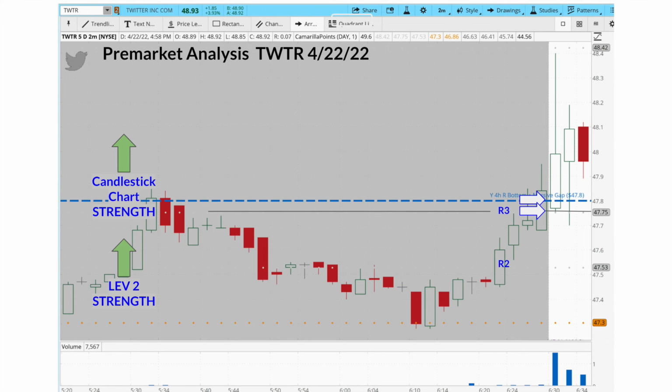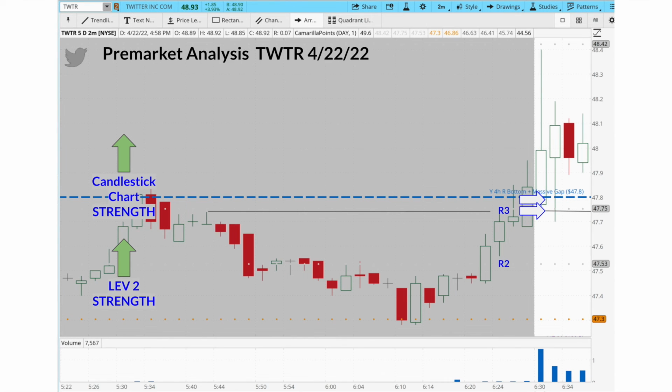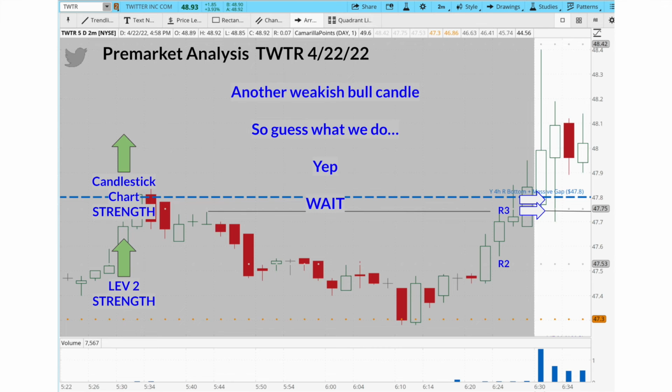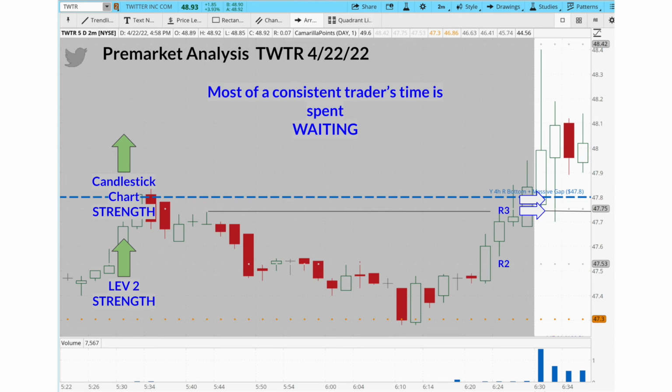So here's the next candle. As you can see, we got a bearish, it's almost a bearish engulfing. It's weakness, so we definitely want to wait to see what's happening. All right, and here is the fourth candle. Again, a bullish candle, but the weakest possible bullish candle, a low end like that. So guess what we do? Yep, you guessed it. We got to wait and see what's going down.